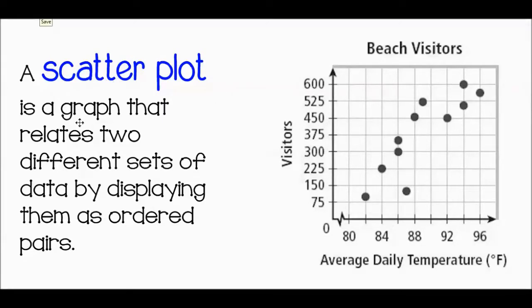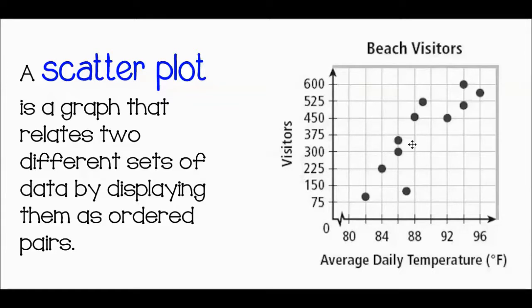It is a graph that relates two different sets of data by displaying them as ordered pairs. So this one is about beach visitors. Notice your x-axis is talking about the average daily temperature. Your y-axis is talking about the number of visitors. So each coordinate on this graph is like a specific day of the year. I don't know which days they represent, that's not the point, but on a certain day of the year, on average that day it's about 82 degrees. When it's 82 degrees, you have about 100 beach goers.